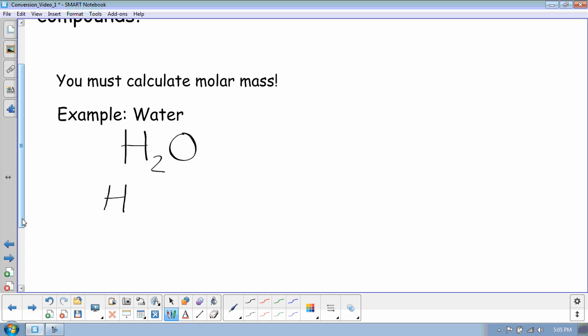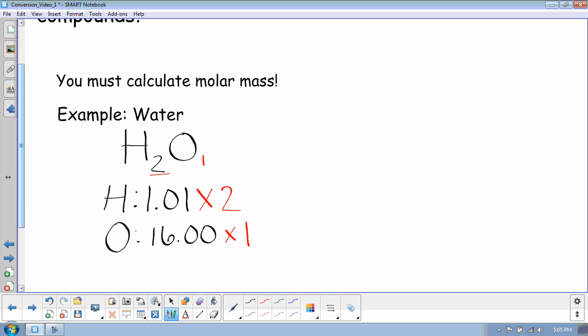So for hydrogen, rounding to 2 decimal places, I have 1.01 grams per mole. And for oxygen, I have 16.00. These 2 numbers are coming from the periodic table, and I'm going to multiply them by the number that there are in the formula. So since there are 2 hydrogens, I'm going to multiply this number by 2, and because there is an implied 1 here, I'm going to multiply this 16 by 1.